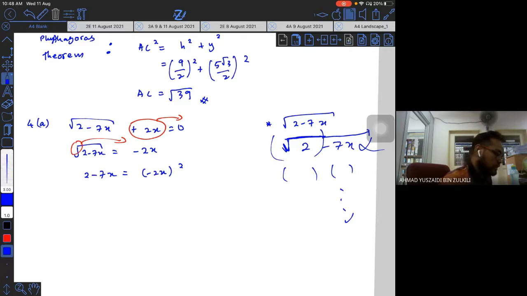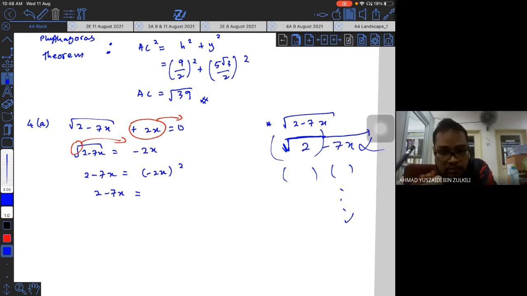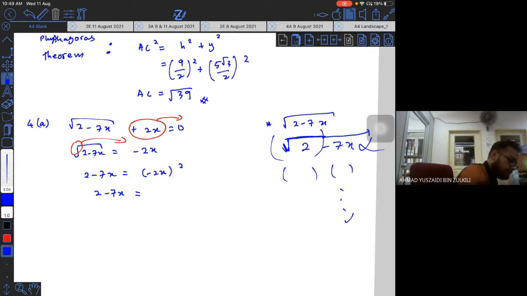Okay, and then we get 2 minus 7x equal to this one squared. What value will you get? 4x squared. Okay, and then rearrange so that we can do quadratic. Transfer this part to the other side: 4x squared plus 7x minus 2 equals 0.